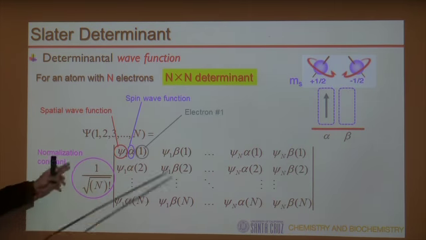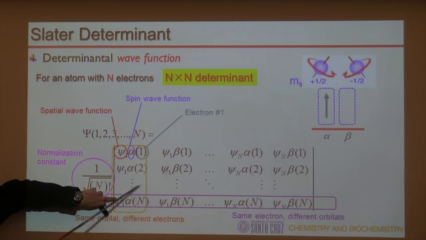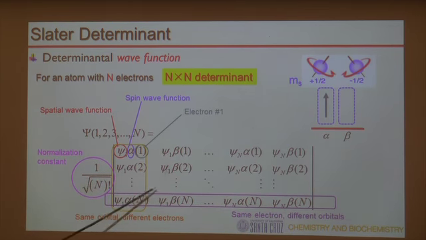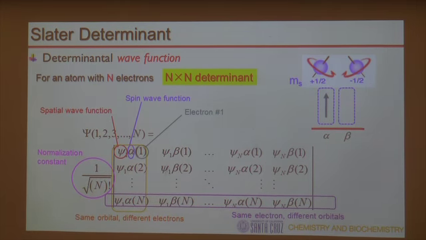If you compare one column here, you will find all those orbitals are the same: psi 1 alpha, psi 1 alpha, psi 1 alpha. So they have the same orbital but different electrons. If you compare one row, the numbers here are 1, 1, 1, 1. The electrons are the same, but the locations or orbitals are different. That's how you set up your Slater determinant.